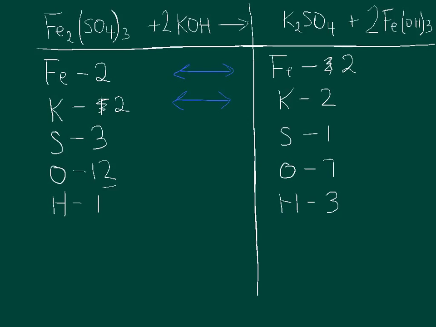Now that my metals are balanced, I'm going to move through those steps, and now I'm going to work on the nonmetals. I can see I have sulfur there. On my reactant side I have 3 sulfurs, on my product side I have 1 sulfur, so I'm going to put the coefficient of 3 in front of my potassium sulfate, and that's going to multiply everything there by 3. It's going to multiply my sulfur by 3, and so I'm going to change over here the amount of sulfurs I have to 3.